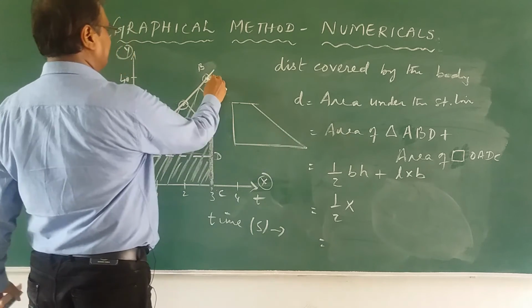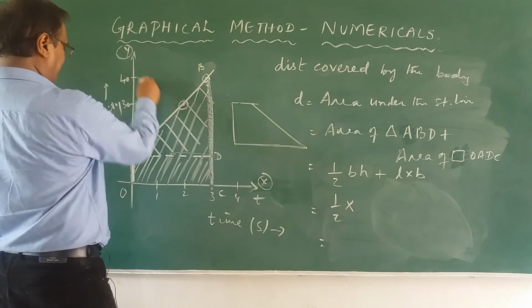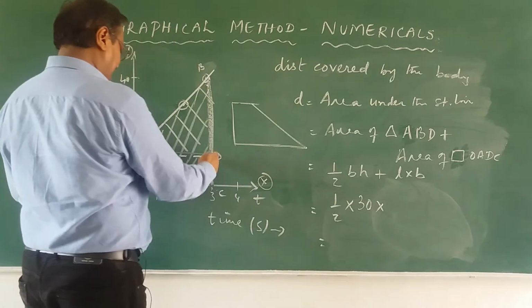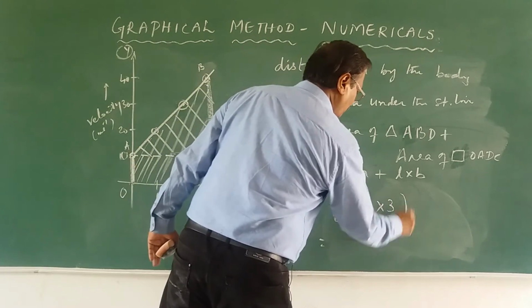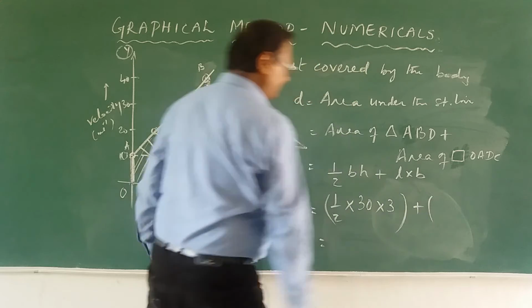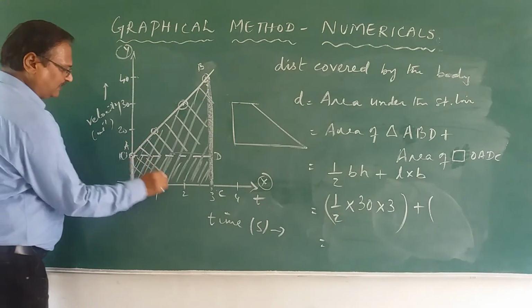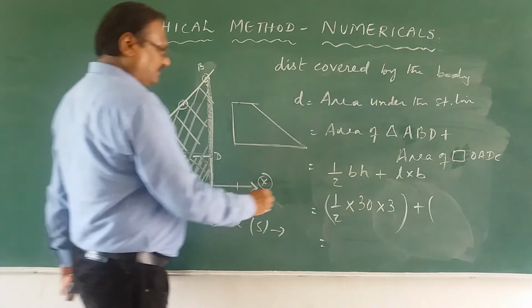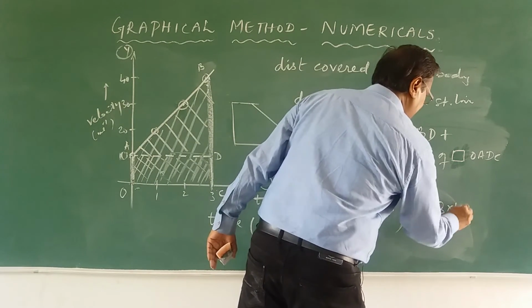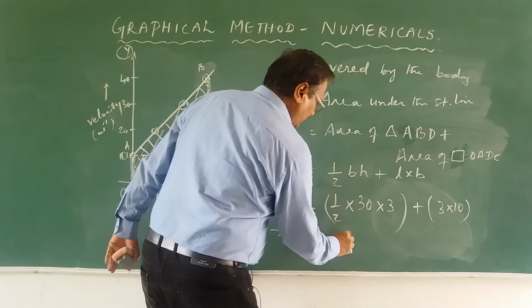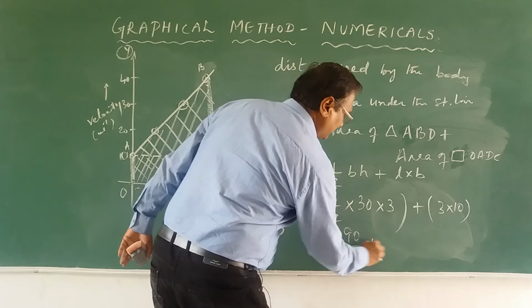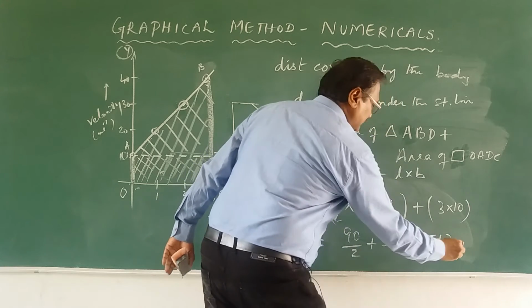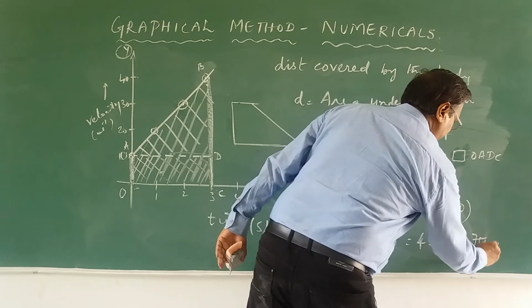Okay, the base is BD. That is 40 minus 10, that is 30, multiplied by the height, which is 3. Close the bracket. Plus length into breadth. For this rectangle, the length is 3 and the breadth is 10. So 3 into 10. So that is equal to 90 upon 2 plus 30. That is equal to 45 plus 30. That is equal to 75 meter.